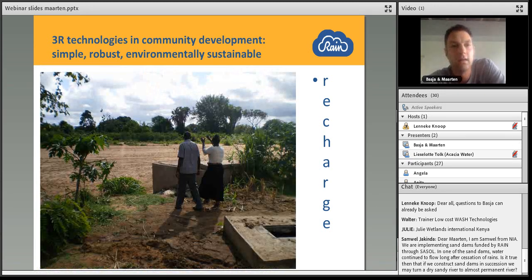And this could be a quiz, but what kind of structure can you see here? Basically, you can't see anything because this is a subsurface dam. It's a dam that has been put underneath the riverbed, so the very violent water flows can just pass over it, but the underground water flow is captured by that underground dam or weir, if you call it.